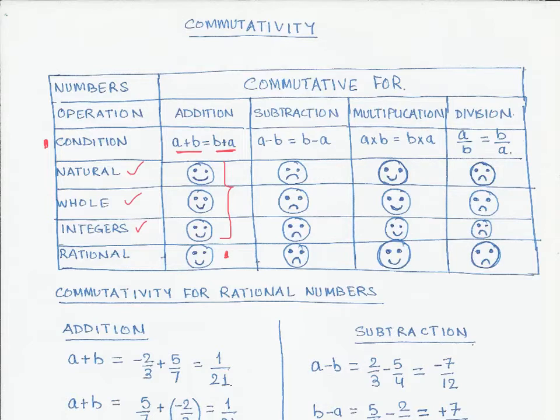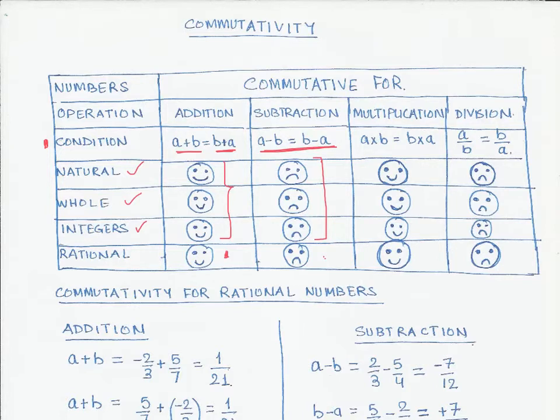Now let's look at the commutativity under the operation of subtraction. For the natural numbers, whole numbers, and integers, we concluded that these numbers are not commutative under the operation of subtraction, which means a minus b is not equal to b minus a. Here is the condition: a minus b is not equal to b minus a for these sets of numbers. Now, for rational numbers also, we will find out that they do not follow the commutative property under subtraction, as is shown over here.